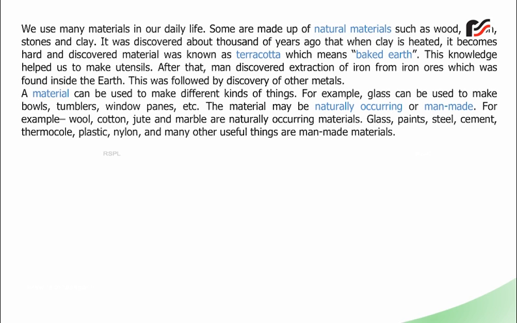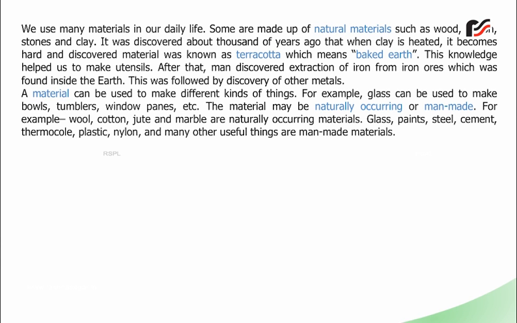After that, man discovered extraction of iron from iron ores, which was found inside the earth. This was followed by discovery of other metals. A material can be used to make different kinds of things. For example, glass can be used to make bowls, tumblers, window panes, etc. The material may be naturally occurring or man-made.